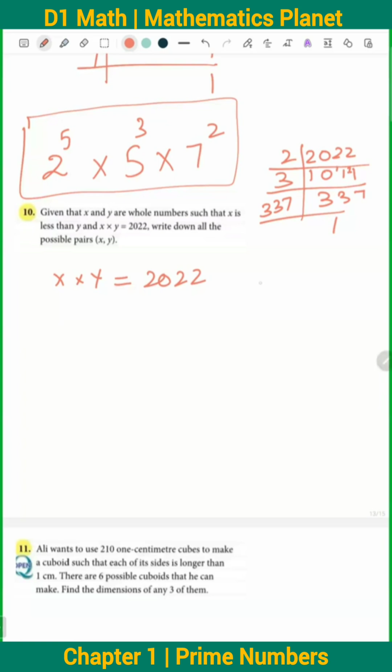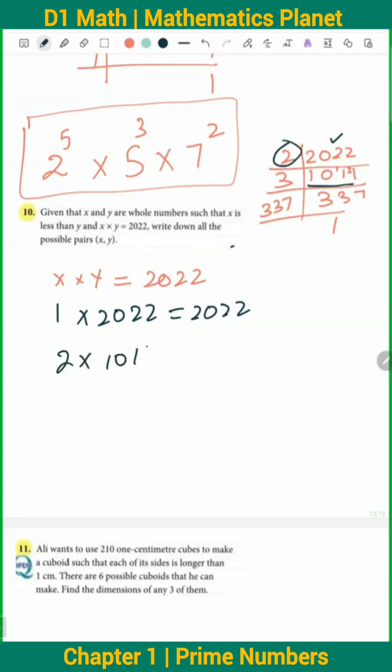So what pairs did we get now? We are going to write the pairs right over here. So 1 times 2022 is going to give 2022. First option. Second option is 2 multiplied by 1011, which will give you 2022. Third option is 3 multiplied by 337.